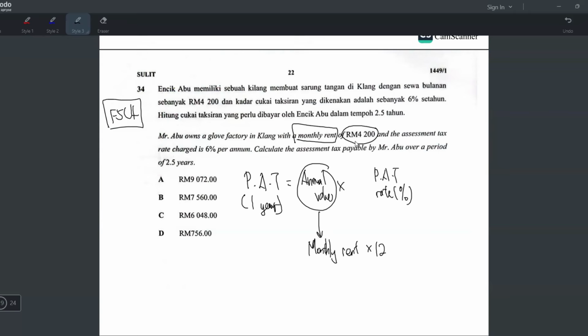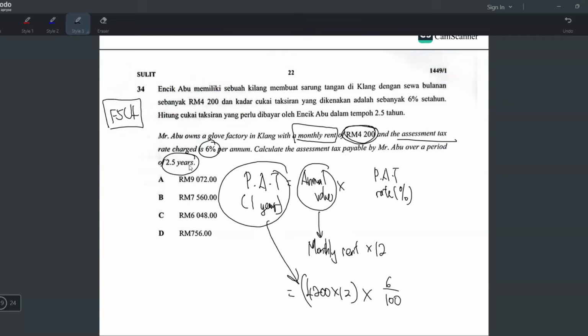That's why when I see this word, I straight away know it's assessment tax. So the monthly rent is 4,200, so later I have to times 12 lah, to get the annual value. The assessment tax rate charged is 6%, so later the rate is 6%. Calculate the assessment tax over a period of 2.5 years. Oh, okay, let's find out for 1 year first. So 4,200 multiplied by 12 to get the annual value, times 6%, which is the rate. But if you tekan all this, you will only get the property assessment tax for 1 year. They want 2.5 years, so times 2.5 lah.